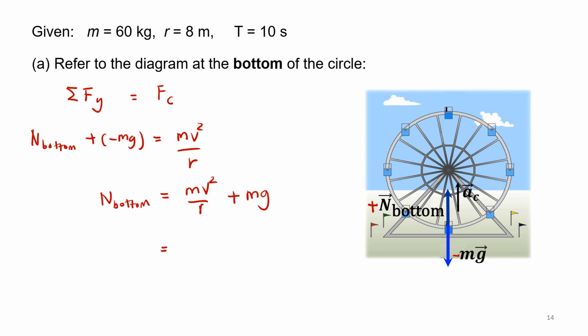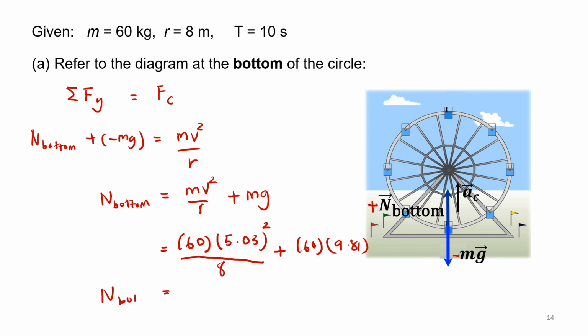So we substitute the values. The mass of the rider is 60 kilograms times the velocity, 5.03 squared, divided by the radius, which is 8 meters, plus 60 times 9.81. And we get the answer for the normal force acting on the rider at the bottom of the Ferris wheel is 778.4 Newton.